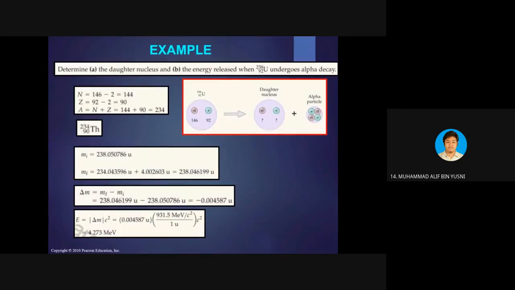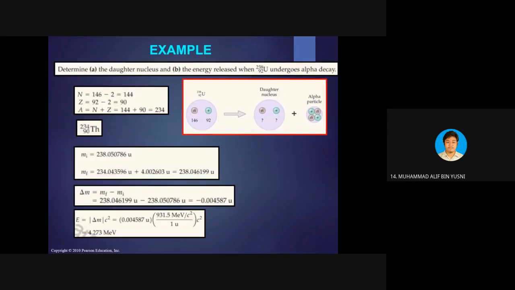Then you have to determine the energy released for uranium-238. You have to find E equals delta M c squared. To find delta M, you have to find M initial and M final. For M initial, this value for uranium, you can get from the appendix: 238.050786 U. For final, you have the daughter plus helium.